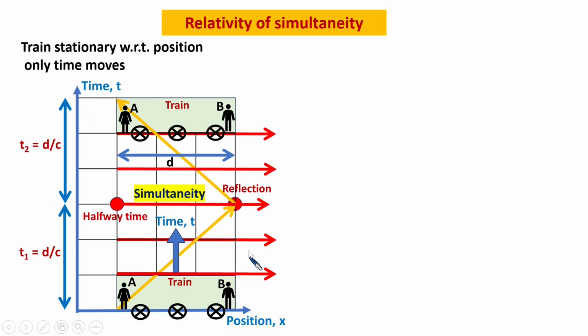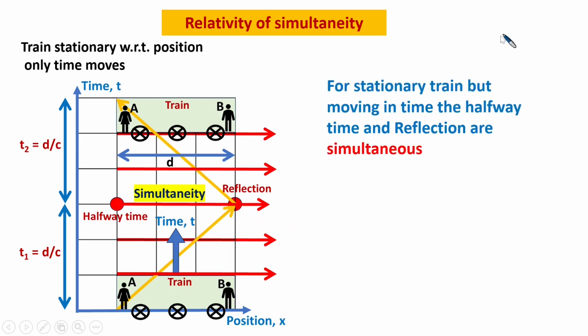Now we will discuss relativity of simultaneity. So here I have shown a figure. The train is stationary with respect to position, it is not moving, and it shines a light, and this is the time axis. So the halfway time and this reflection time, this is d by c, and similarly t2 is also d by c, where d is the length of the train. So this halfway time and this reflection are simultaneous for this observer, and since time is moving in this direction, at the same time this reflection and halfway time are the same. So one can say that for a stationary train but moving in time, the halfway time and reflection are simultaneous.